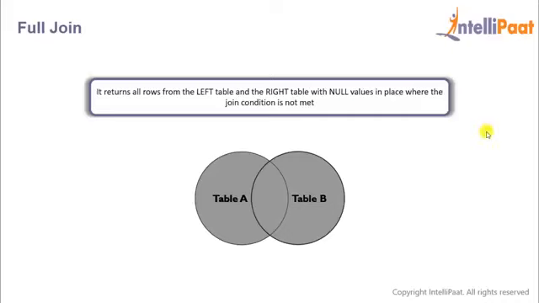So the full join basically returns all the records from the left table and also all the records from the right table. So if we take table A and table B, then applying full join on these two tables would give us all the records from table A and also all the records from table B. And wherever the join condition is not met, we'll get null values in that place.